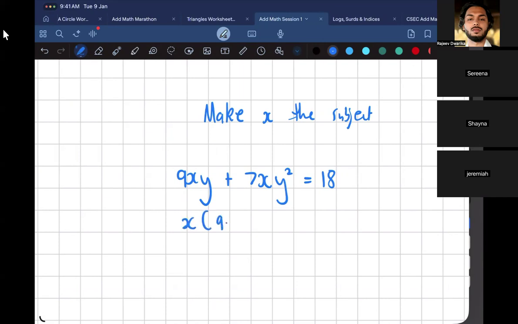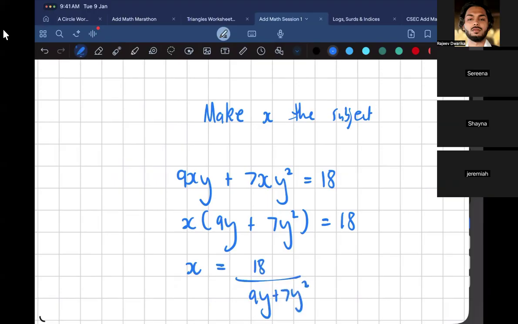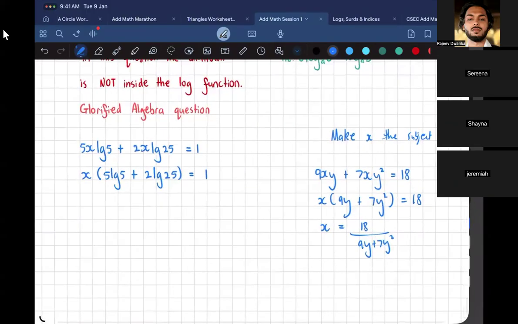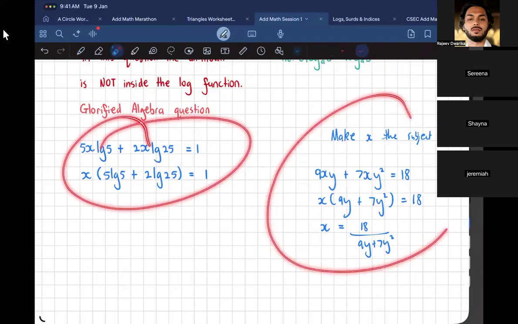So what would I write on the inside? 9y plus 7y squared. Equal to 18, right? Mm-hmm. And the next step would just be to divide by 9y plus 7y squared on both sides. Yes. Aren't I doing the same thing over here and over here? Yes. You understand? Yes.